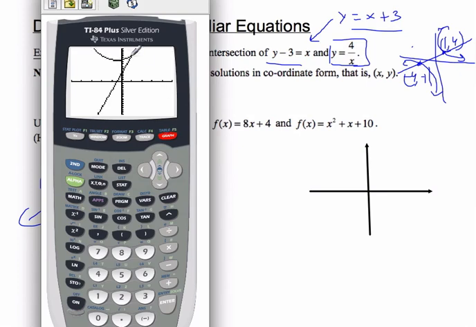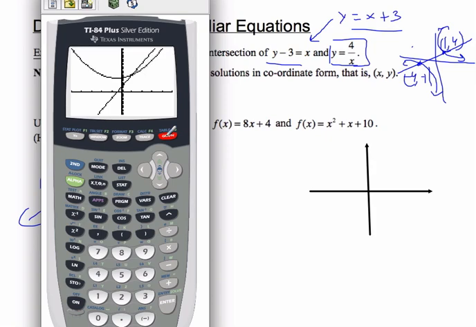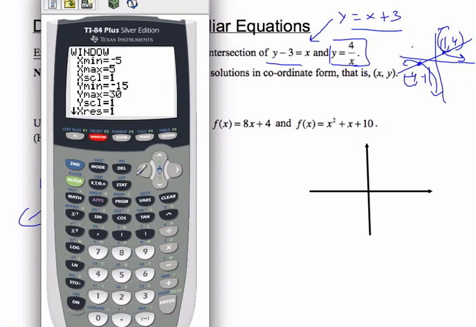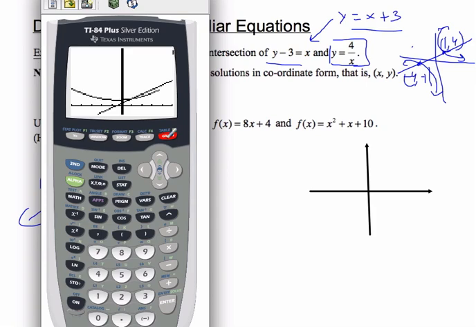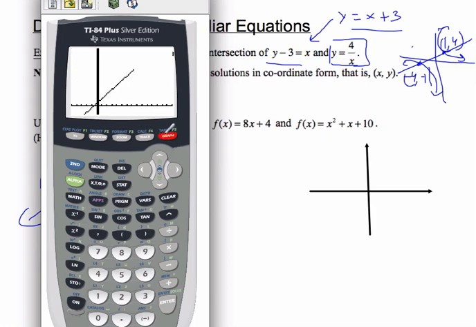I think there's going to be another point of intersection. We just can't see it right now, so I need to increase my Y max on the window. Okay, I'm going to go up to 30 maybe. It's kind of a guess. Let's see what happens. Oh, I still don't see it at 30, so I'm going to go up higher, maybe let's try 100. I still don't see it. I think I need to go to the right a bit, so I need to increase my X max, maybe to 15 or something. Okay, so now I see the 2 points of intersection.